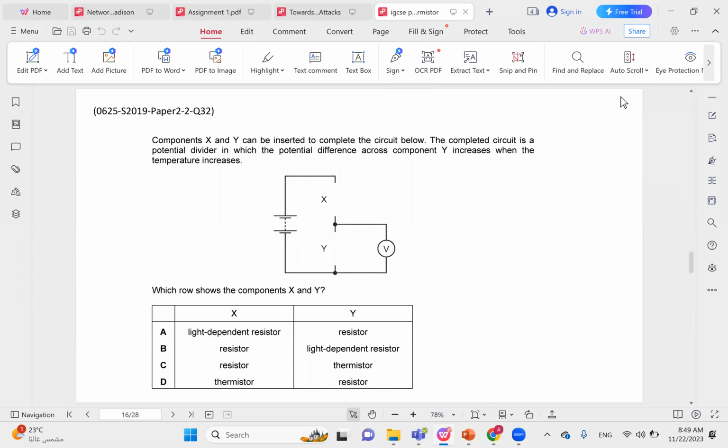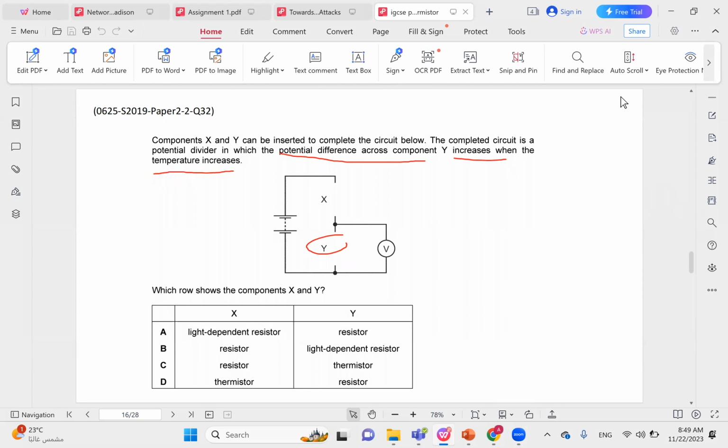Components X and Y can be inserted to complete the circuit below. The completed circuit is a potential divider in which the potential difference across Y increases when the temperature increases. Which row shows the components of X and Y? So this is a bit tricky. We want to put something in Y so that the potential difference increases when the temperature increases, right?